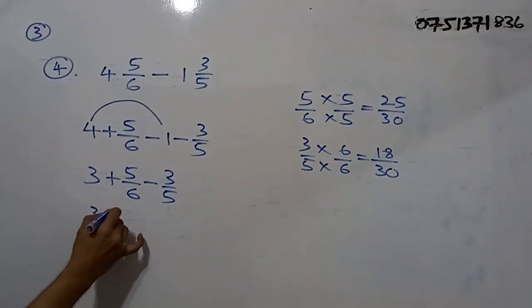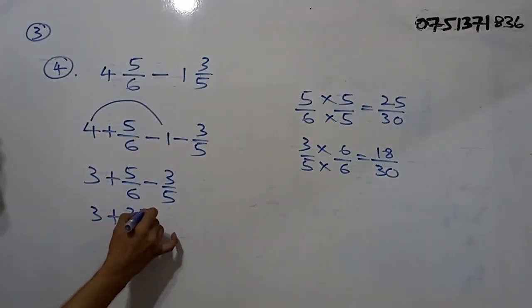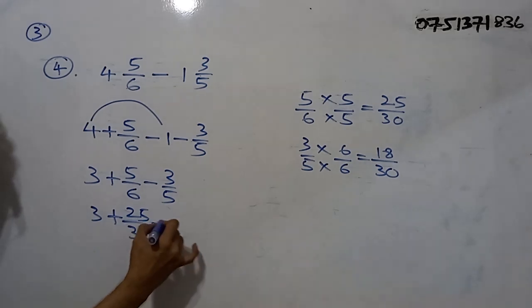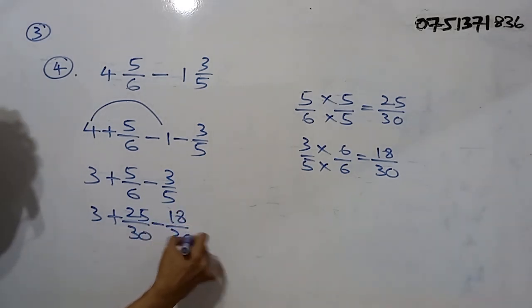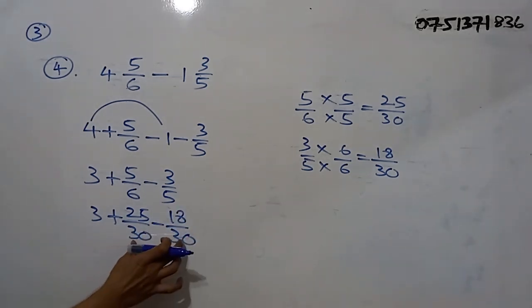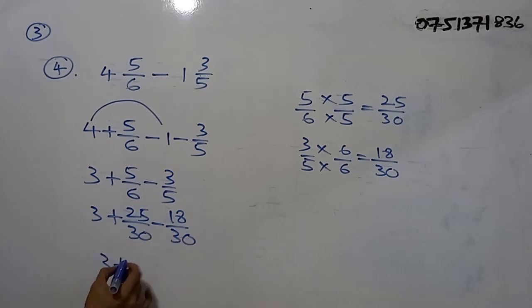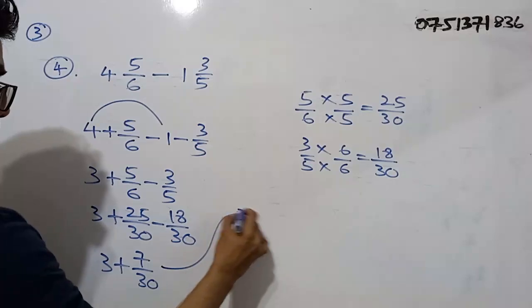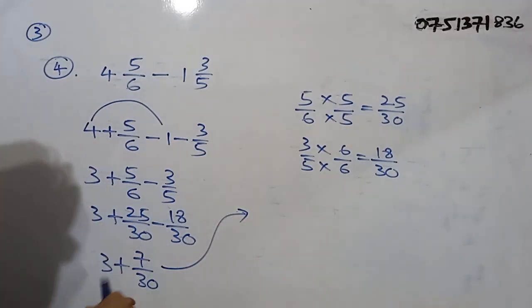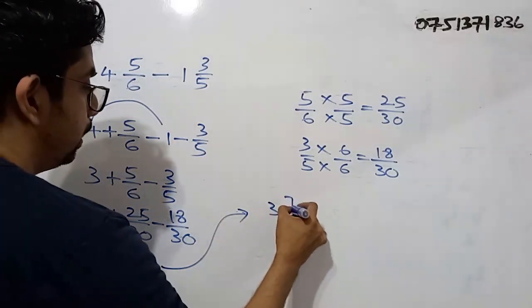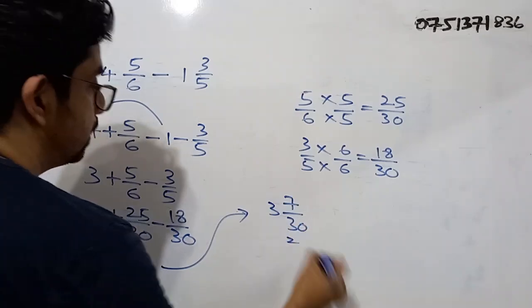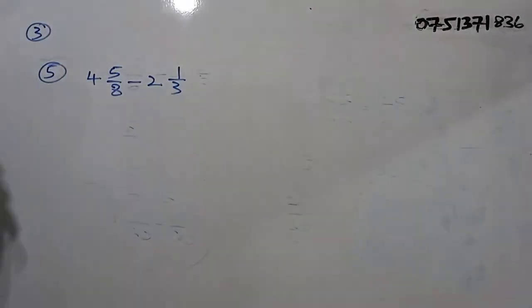Now I can rewrite this as what? 3 plus 25 by 30 minus 18 by 30. So what's the outcome of here? 3 plus 7 by 30. Okay, so now we will continue from here. 3 plus 7 by 30 means what? 3 and 7 by 30. That's the answer.